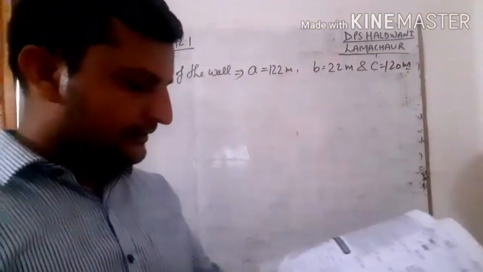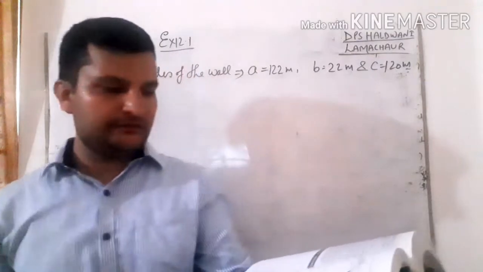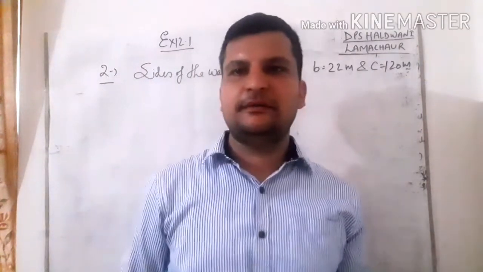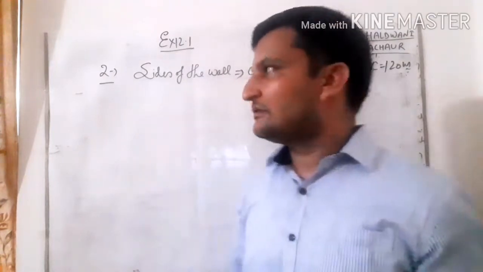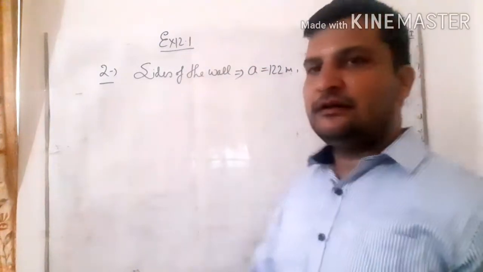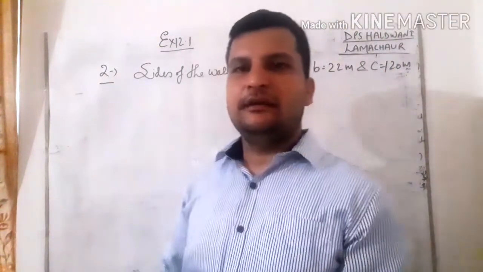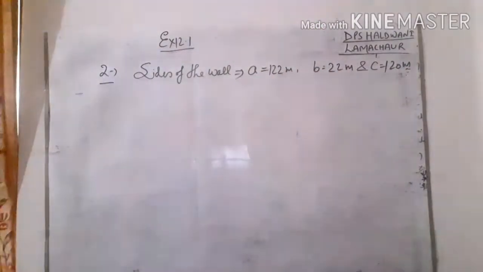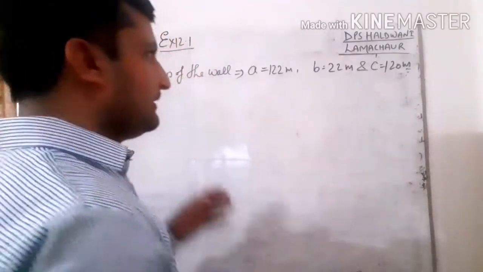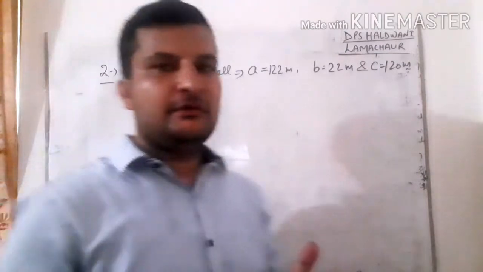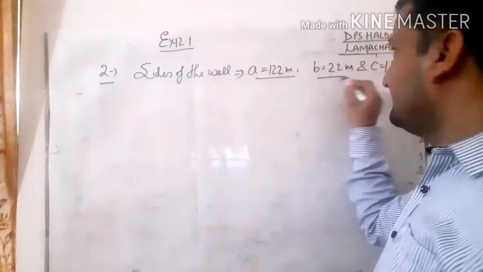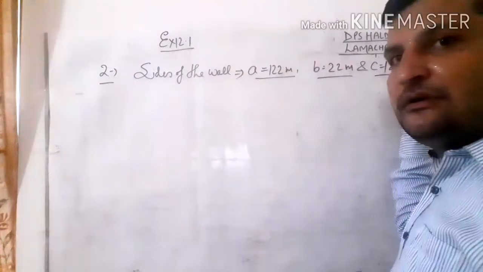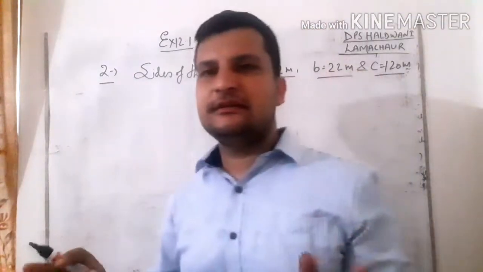Now it is given that the advertisement yields an earning of rupees 5,000 per meter square. Per meter square means the area of the triangle. So what we have to find? We have to first find the area of this triangle. For finding the area of the triangle, student, what we have to do? I have told you that when all sides are unequal, A is equal to 122, B is equal to 22 and C is equal to 120 meters, so all sides are unequal.